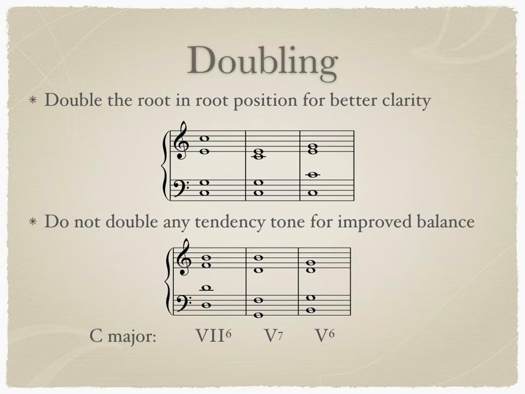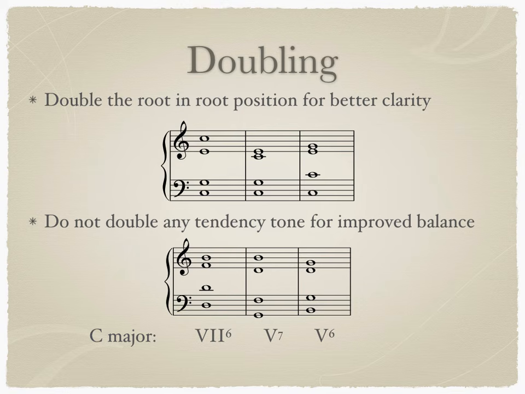An important aspect of chord writing is deciding which chord tone to double in the three-voice triad. Generally, when the chord is in root position, it's best to double the root for clarity of that root. In terms of tendency tones, it's best not to double them for improved balance. Below there are a few chords in C major.